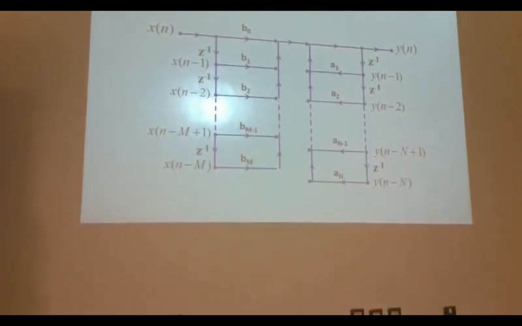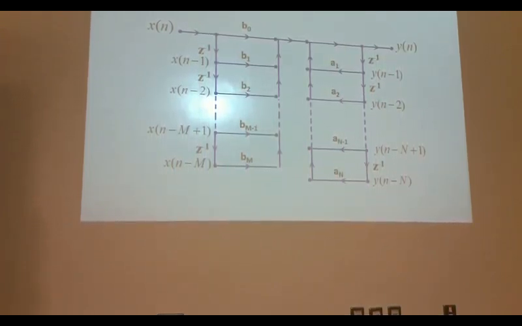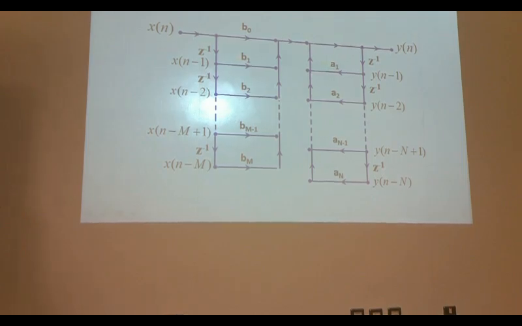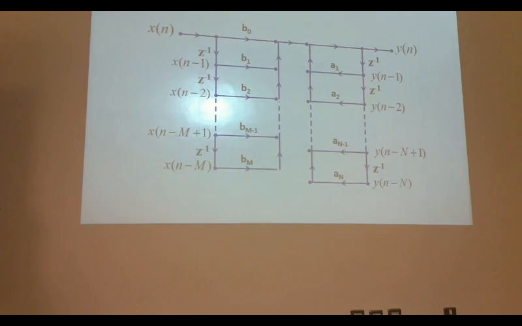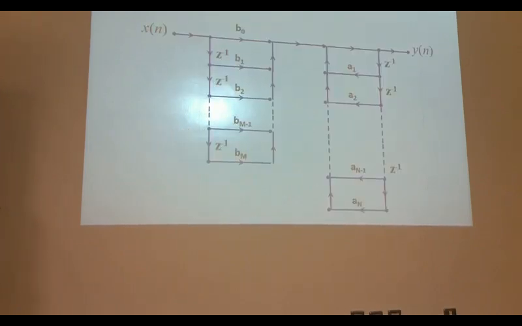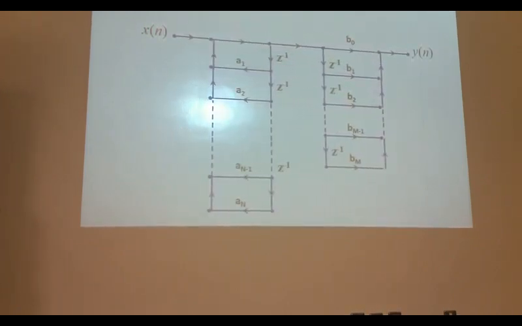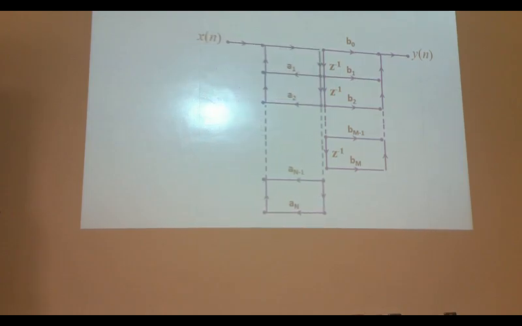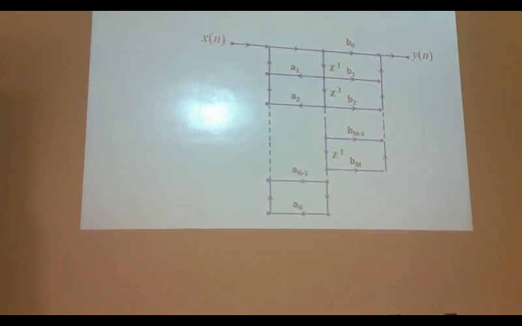But then since this is addition, x plus y is equal to y plus x, doesn't matter. So using this, their positions were changed and the number of delay elements were reduced. This became the direct form 2.